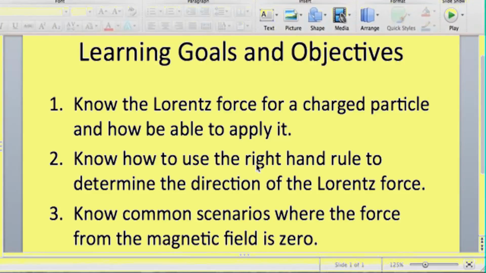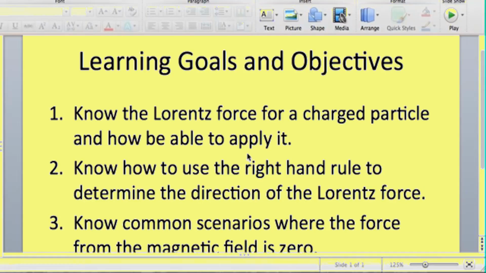what affects charged particles moving through it, and also review the right-hand rule. So our learning goals and objectives are to know the Lorentz force for a charged particle and be able to apply it. The second is know how to use the right-hand rule to determine the direction of the Lorentz force. And the third is to know common scenarios where the force from the magnetic field is 0. Alright, so we will begin.